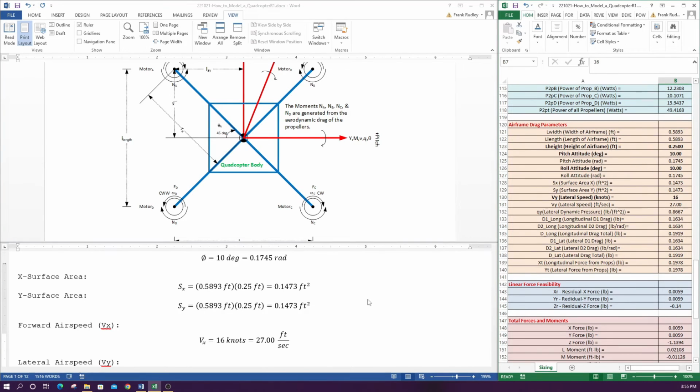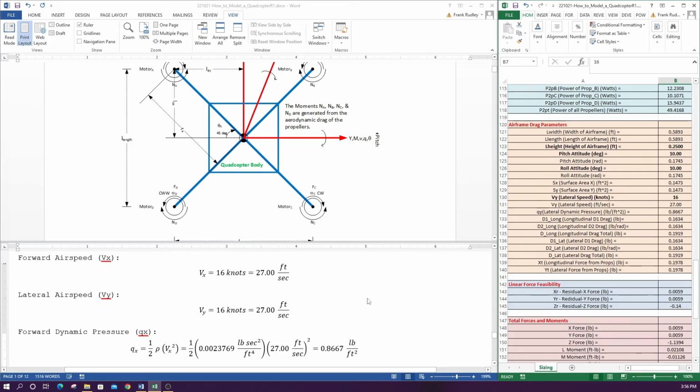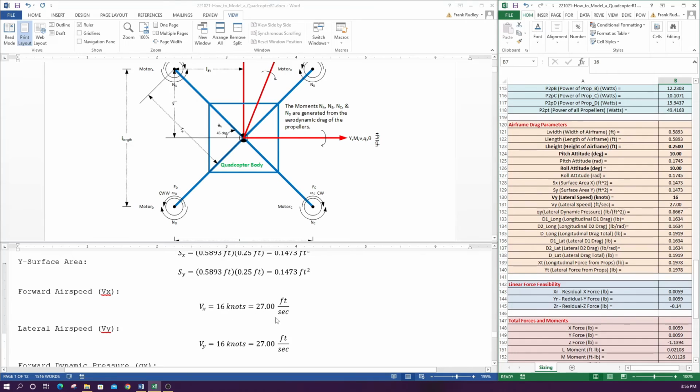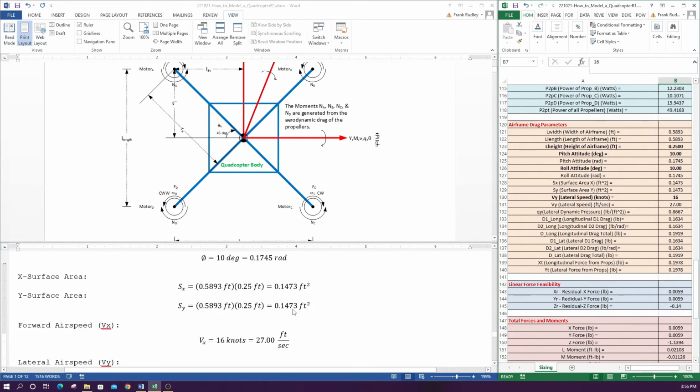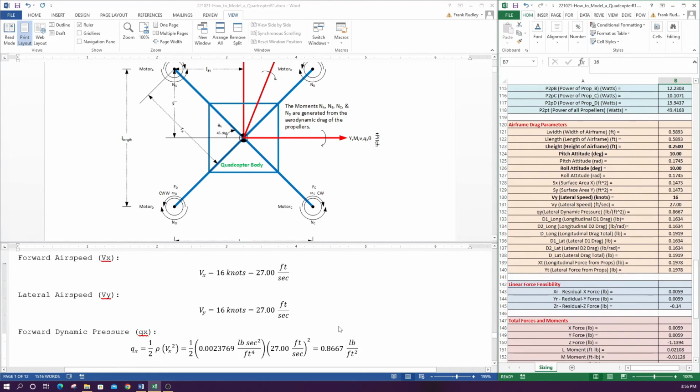So it might not be the case that the pitch attitude is this, but we'll get some test data and look at the performance of this. And when we go further with simulation, then we can look at it a little closer. So we're saying our forward airspeed is 16 knots, and let's say our lateral airspeed is also 16 knots. So we have that as an input also. So that winds up being 27 feet per second.